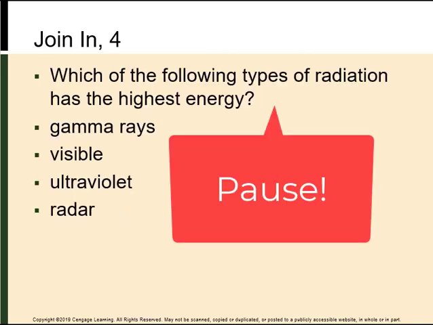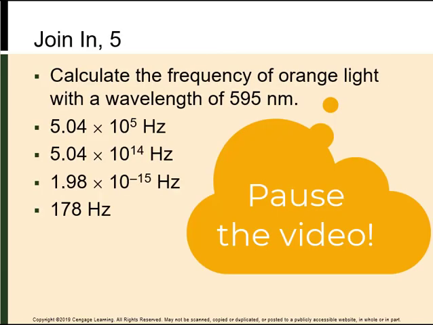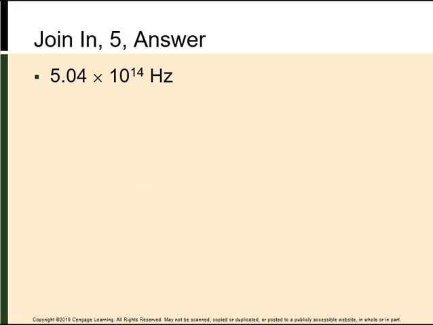Which type of radiation has the highest energy? Gamma rays. Calculate the frequency of orange light with a wavelength of 595 nanometers. You need to convert nanometers to meters. Hopefully you get 5.04 times 10 to the 14th hertz.